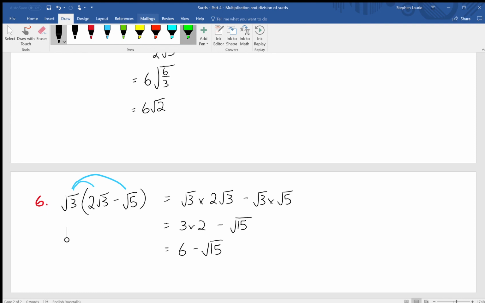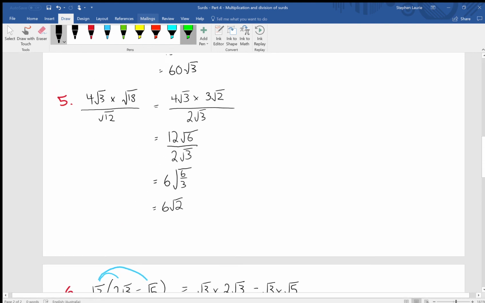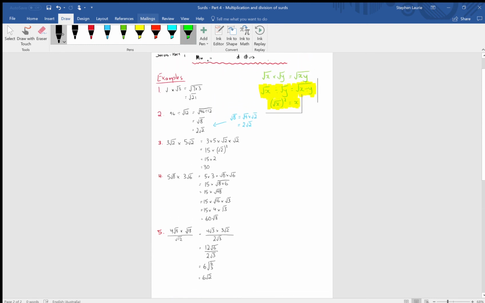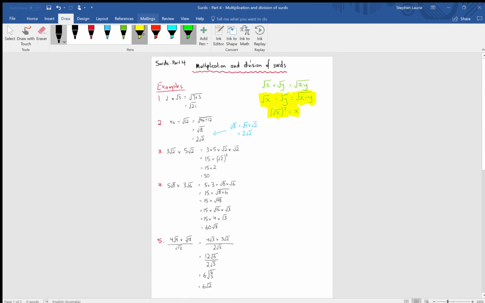Alrighty, that's our 6 examples. Just recapping, we had no notes today because we were using these rules which we've already covered before, back in part 2. So we just looked at 6 examples where we could see how to multiply and divide surds.